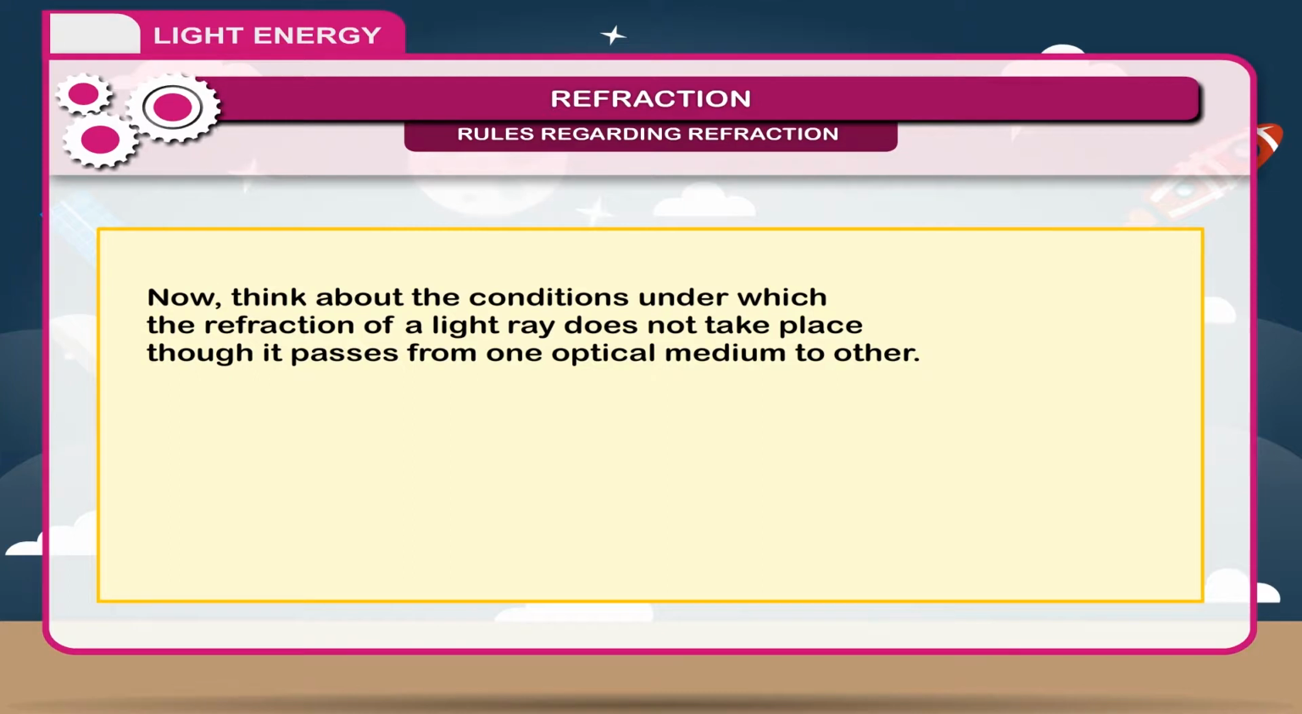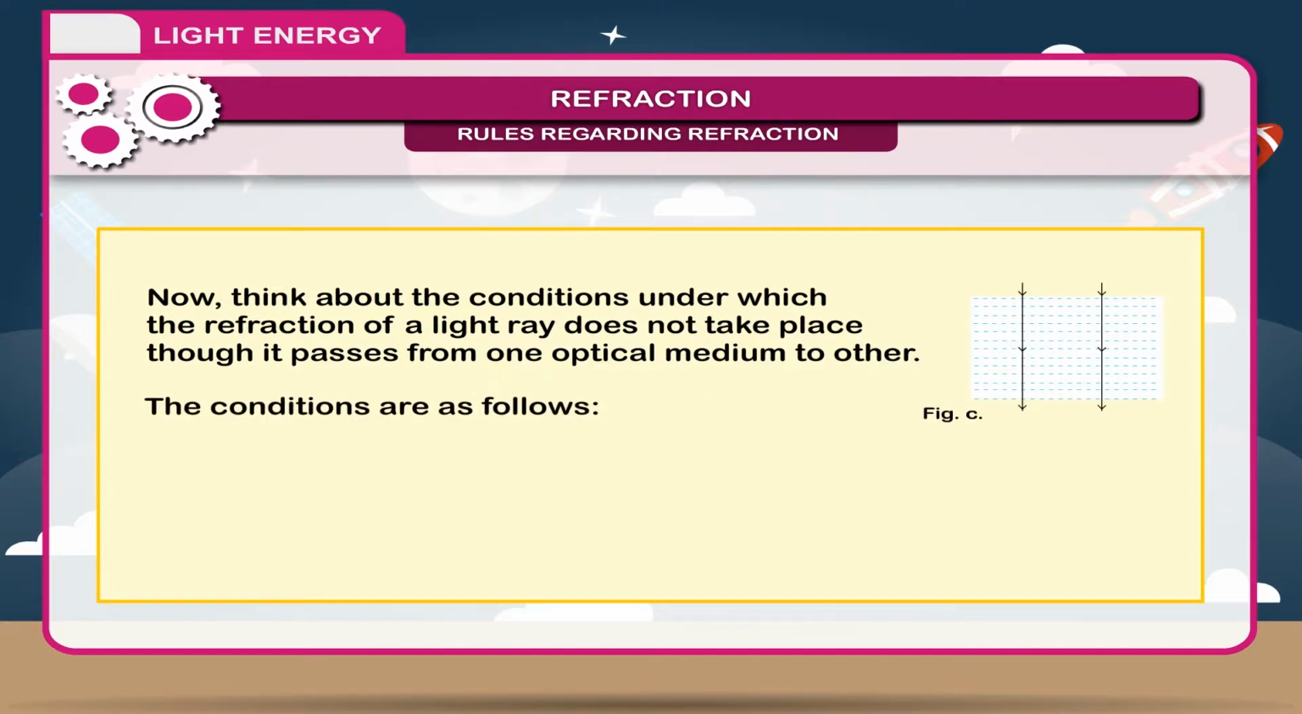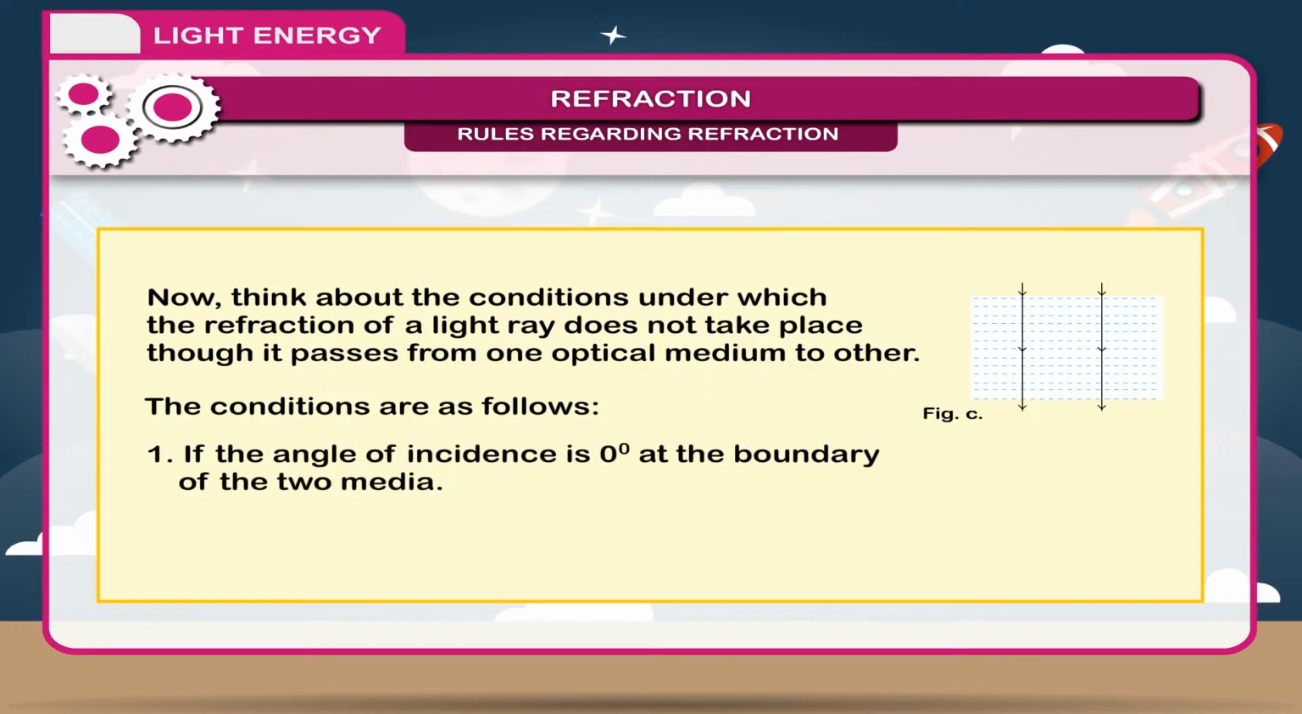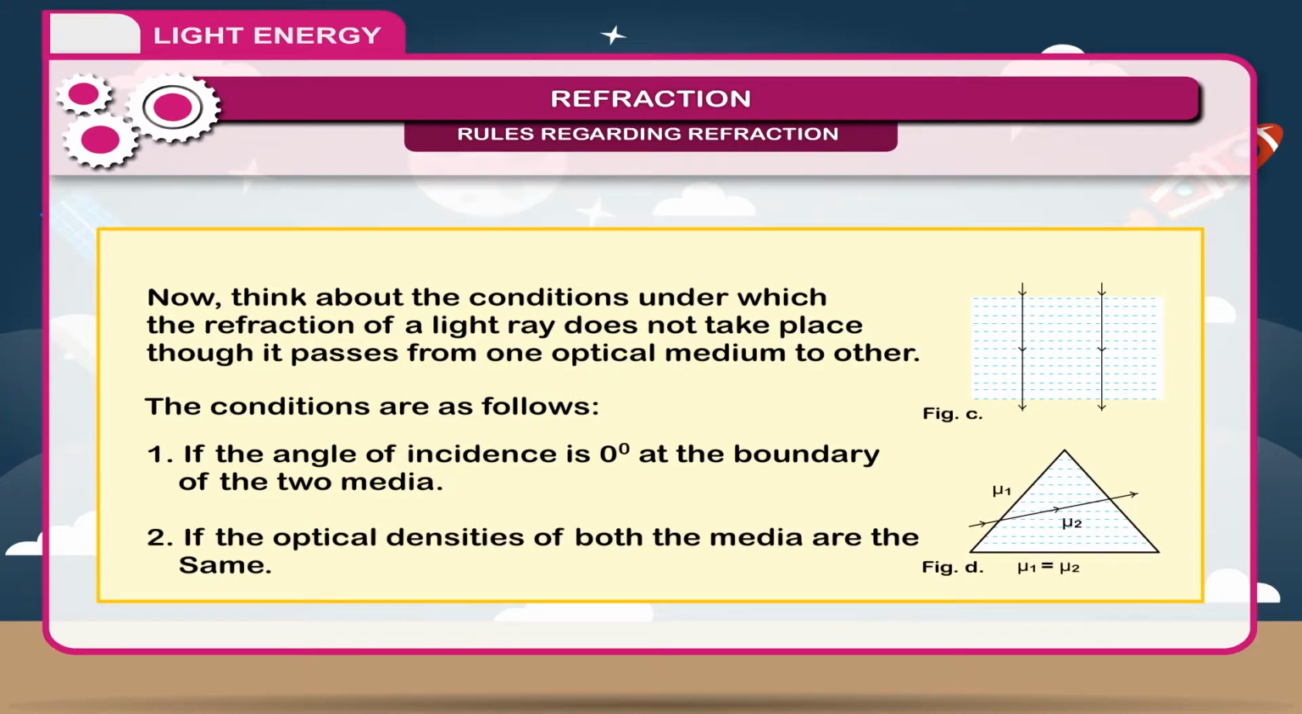Now, think about the conditions under which the refraction of a light ray does not take place though it passes from one optical medium to other. The conditions are as follows. 1. If the angle of incidence is 0 degree at the boundary of the two media. 2. If the optical densities of both the media are the same.